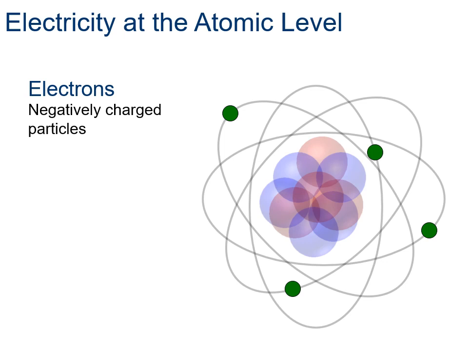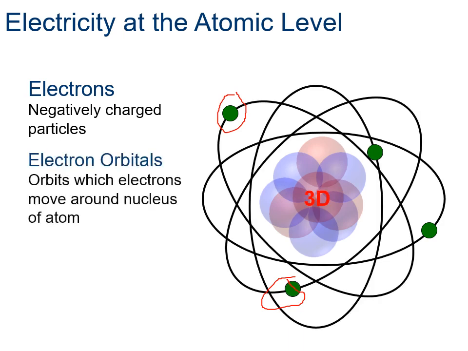Electrons are these red parts of the atom. They're negatively charged particles that, in this particular model, are orbiting or spinning around the nucleus. And these are what we call orbitals.